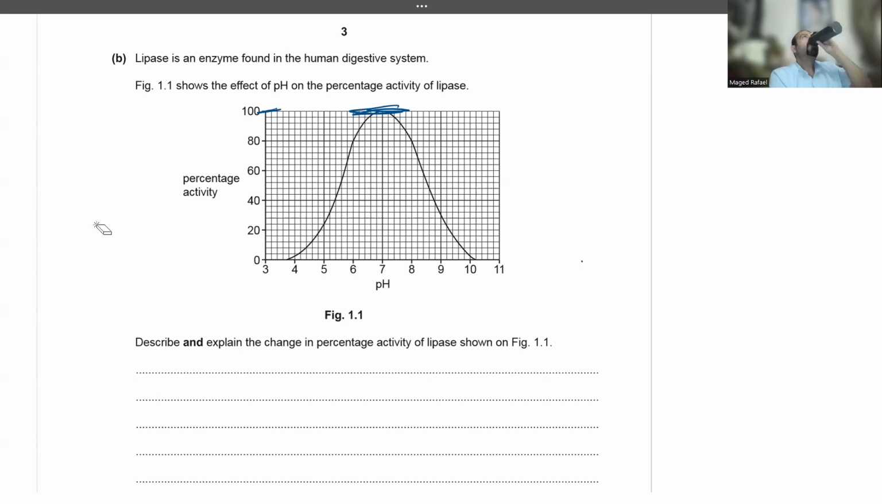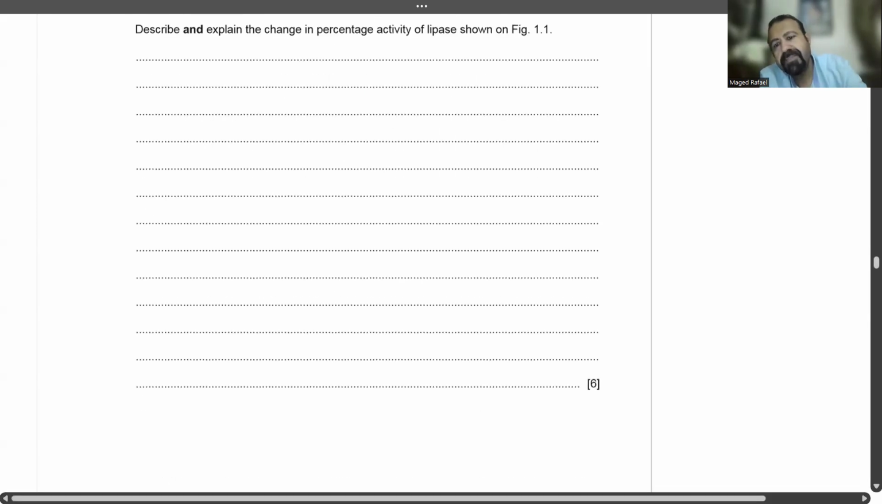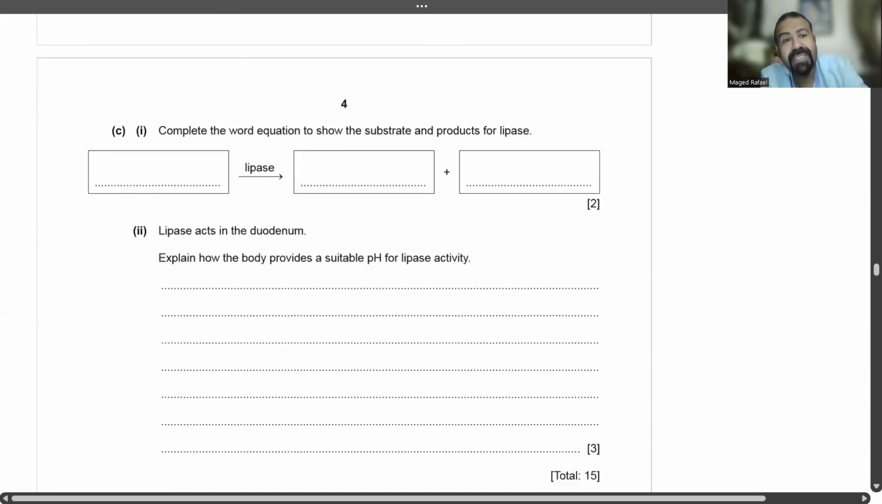The substrate finds its active site to bind with it and form the complementary active sites. It forms an enzyme-substrate complex, and when it reaches the optimum pH, the enzyme starts to denature, and the substrate will no longer fit into its active site as it changes the shape. Exactly. Perfect. So Reem and Bara together will get 6 marks about the description and explanation.